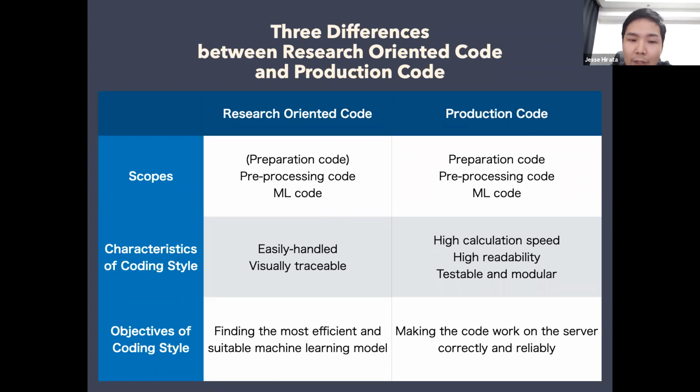Research-oriented code seems to be easily handled and visually traceable. On the other hand, production code needs to be concerned about high calculation speed and high readability, and it should be testable and modular. This is because researchers focus more on finding the most efficient and suitable machine learning model. On the other hand, engineers have more responsibility to make the code work on the server quickly and reliably.